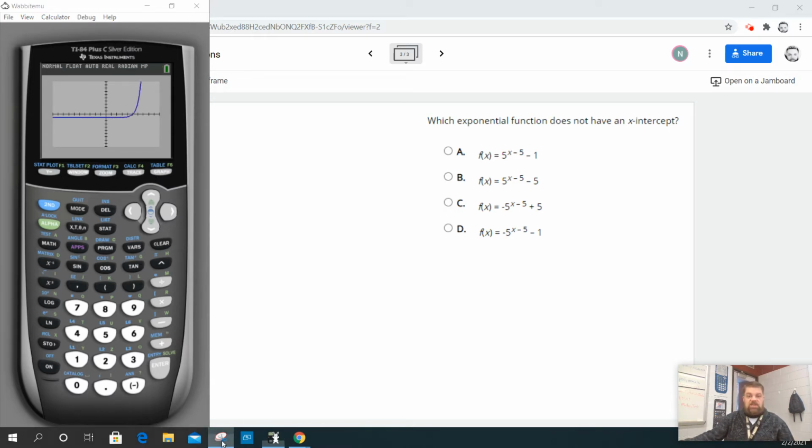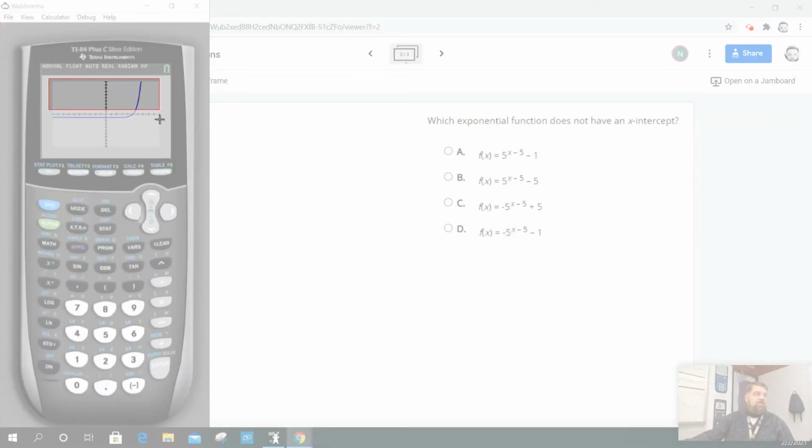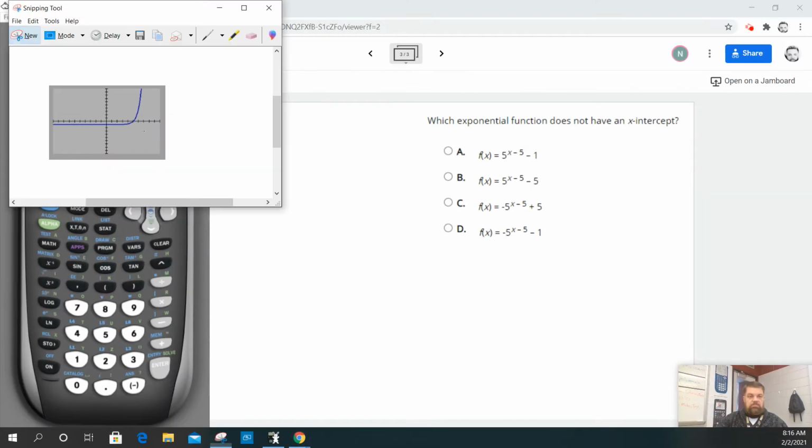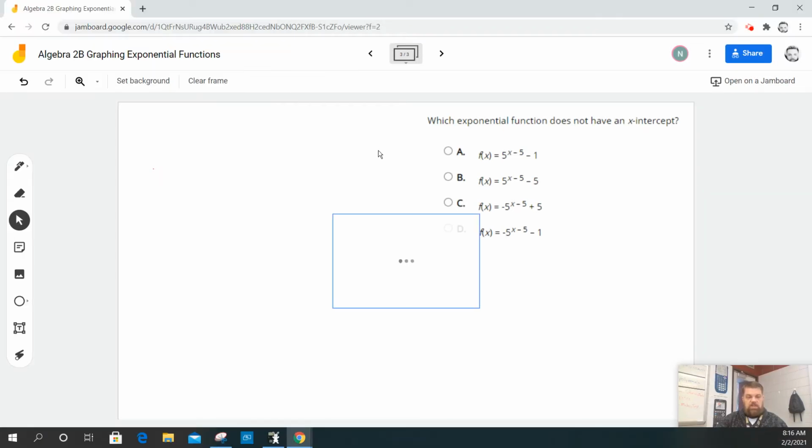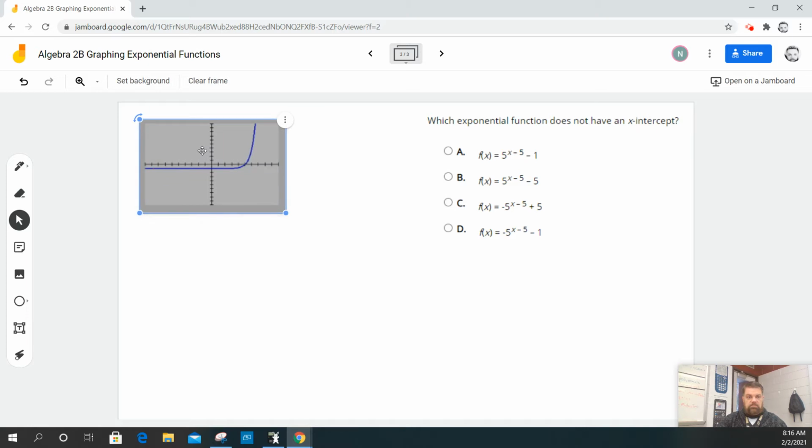Okay, so when they say does not have an x-intercept, that means that y does not equal 0. So I'm just going to take a quick little screenshot and put that over here. So this is A. And as you can see, it crosses right here. That's the x-axis. So that one has an x-intercept. Let's do the next one.